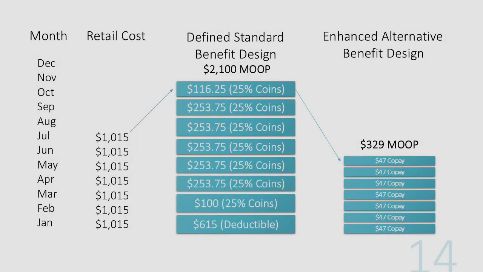Because the $2,100 maximum out-of-pocket cost is calculated using the defined standard benefit, the individual on the enhanced plan, whose costs are only copays, reaches their maximum out-of-pocket of $329 for the year. This is well below the standard benefit design maximum out-of-pocket cap of $2,100.